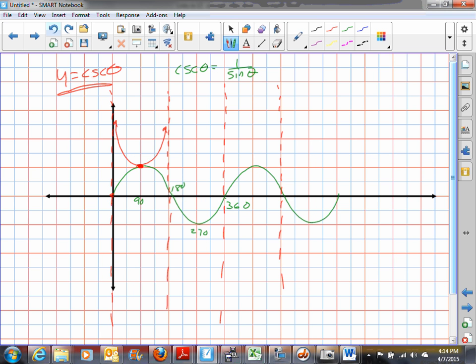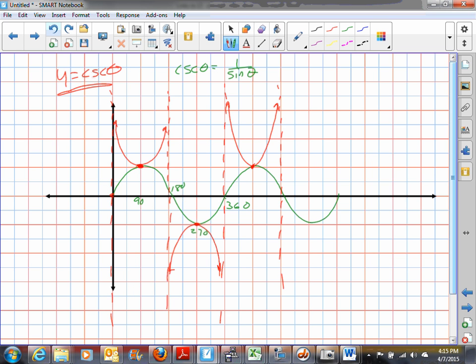Now, the sine of 270 degrees is -1. The reciprocal of -1 is, again, -1. And so we're going to get a piece of the cosecant graph, and it's going to go down this way. It's going to asymptote to the asymptotes again from -1. And then the sine of 450 degrees is 1 again, so we're going to get another one of these.